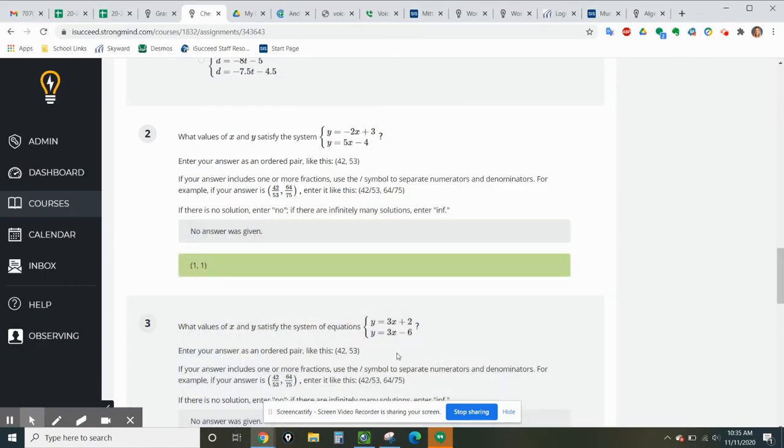So you do that on all of these systems of equations. Take one of the equations and plug it in for y, and then solve from there. If you need more help with that part, let me know, because this is actually stuff from Algebra 1A, which you probably took last quarter.